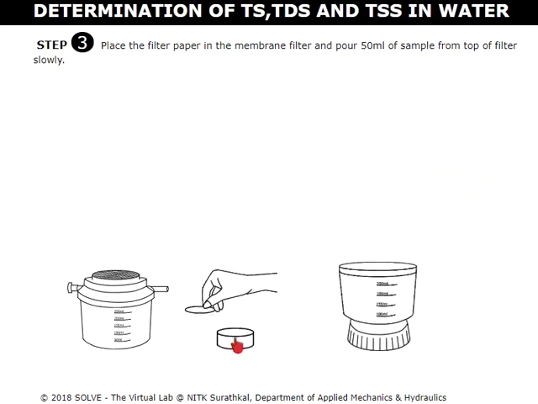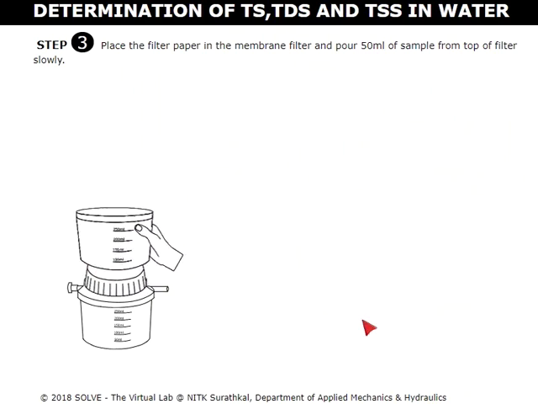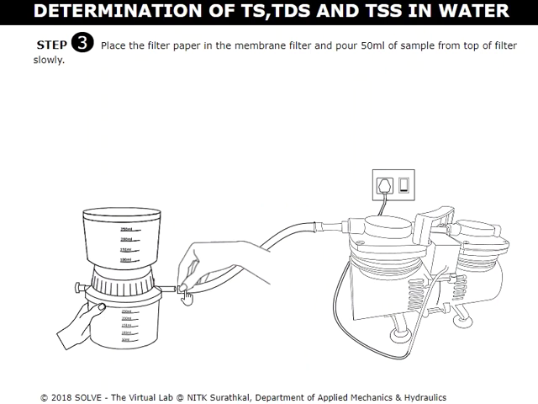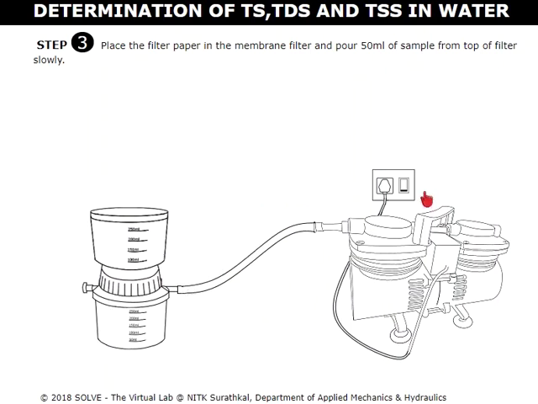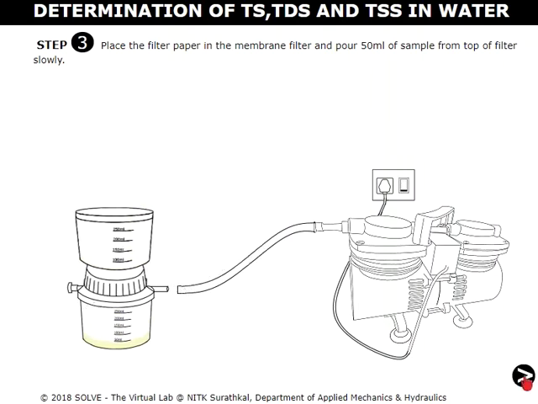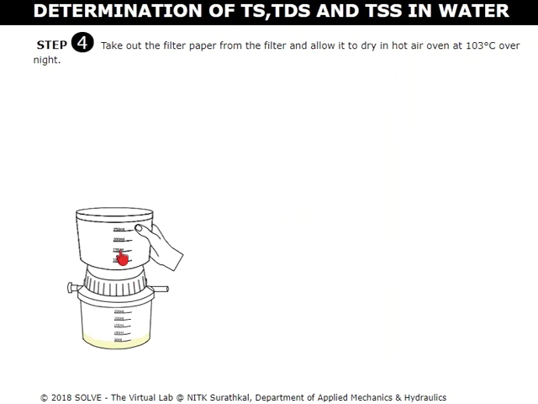Click here to place the filter paper into the filter and close the lid of the membrane filter. Click here to connect the vacuum pump to the filter and switch on the vacuum pump. Click on the beaker and transfer the sample slowly to the membrane filter. Switch off the vacuum pump and click here to disconnect it from the membrane filter. Open the membrane filter.